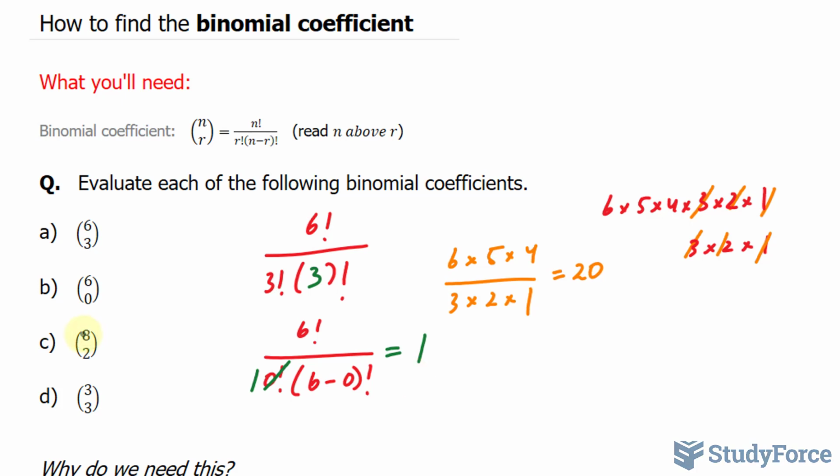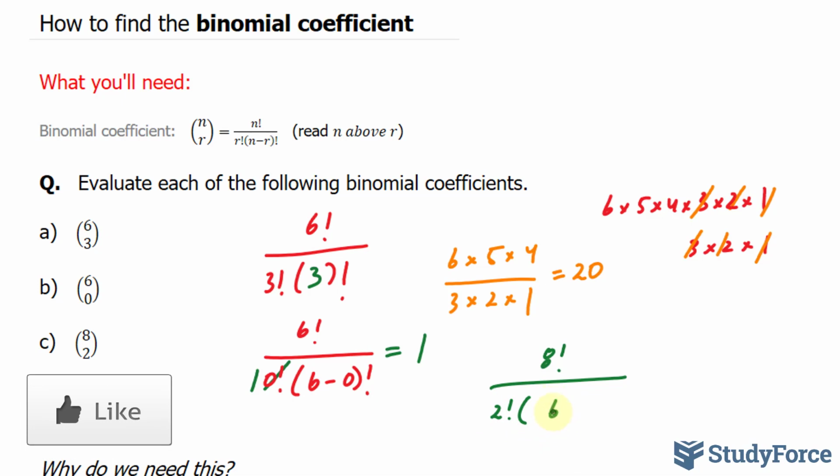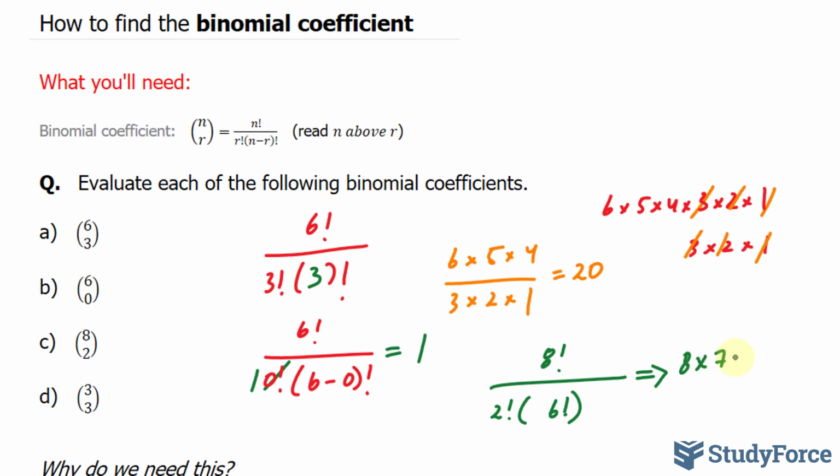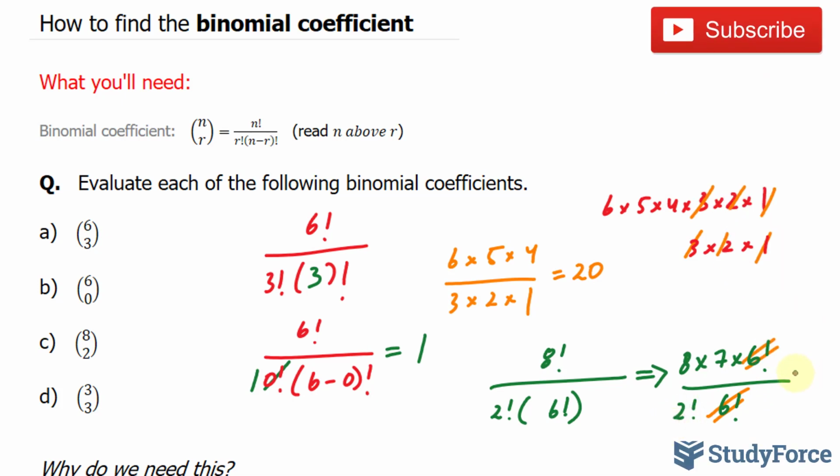8 above 2. Let's go ahead and do our work over here. 8 factorial over 2 factorial. 8 minus 2 is 6 factorial. Let's go ahead and expand the numerator. We end up with 8 times 7 times 6, and I'll stop there and write down 6 factorial. And at the bottom, this 6 factorial and this will cancel out. So this cancels out with this. We have 8 times 7, which is 56, divided by 2 factorial, that's 2. Our answer is 28.